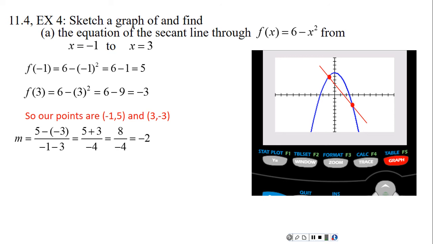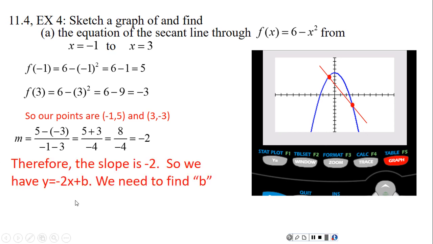Once you have the slope, then in the equation y equals mx plus b, we can replace that m right there with a -2. So we have y equals -2x plus b. We just need to find the b value. And we can find that b value by plugging in either one of these points for x and y. There's an xy, there's an xy. We can plug in either one. So I'm going to just plug in the first one here.